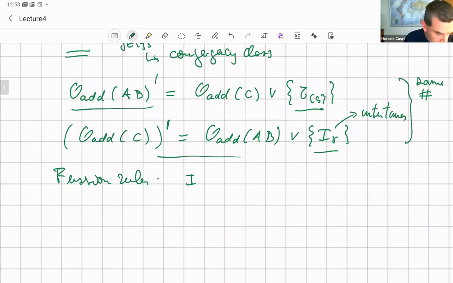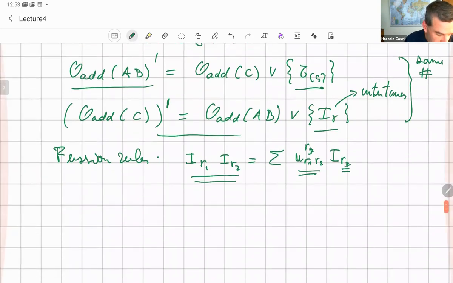Well, the fusion rules are as expected. For example, it is just the fusion rules of representations. So these are the representations that appear in the tensor product of these two. And the same happens for the conjugacy classes.